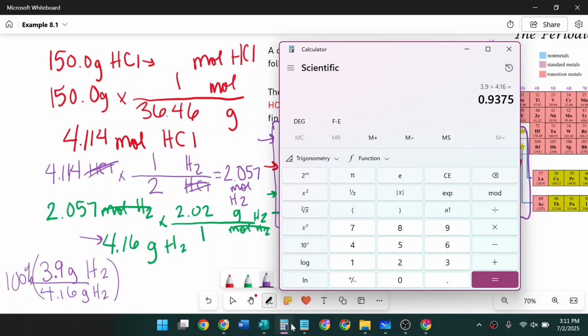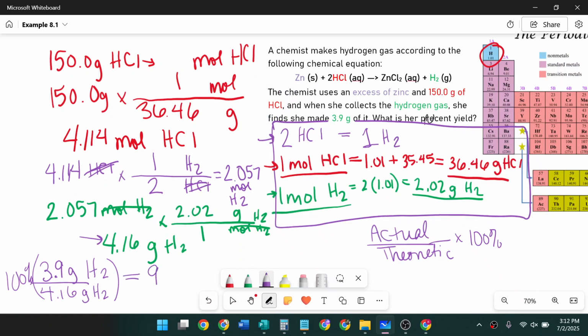And we had 2 significant digits, so our answer can only have 2 significant digits. Let's go ahead and multiply this by 100. So we can only keep the tens place and the ones place, and we're going to have to round the rest. So this becomes 94%. So we have 94%. That's our percent yield.